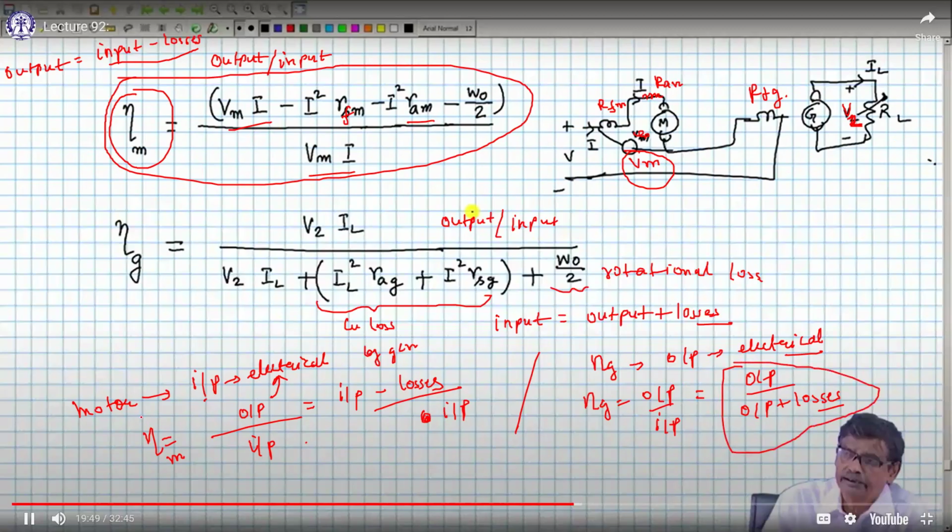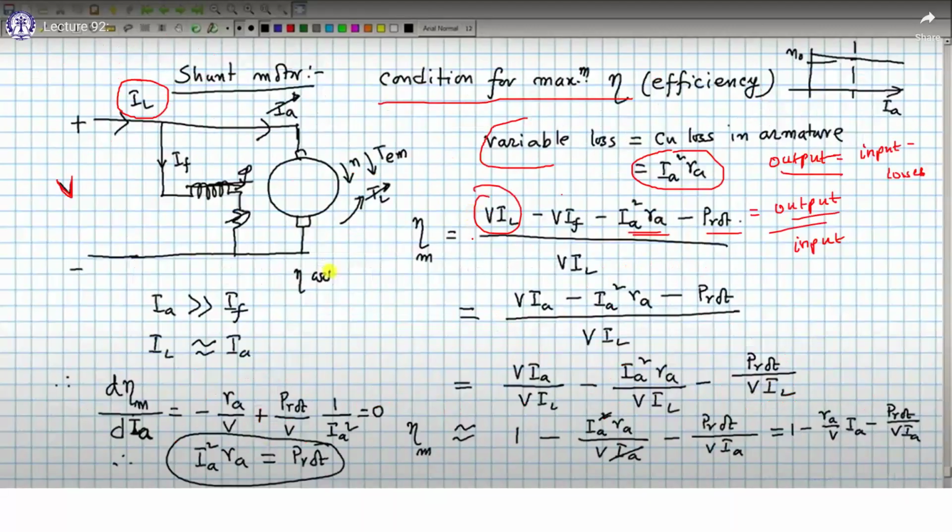And here, efficiency of motor, because input is electrical, so we express efficiency of motor in terms of input quantities. Okay, so that is why I have written it as input minus losses for motor. Okay, like this.